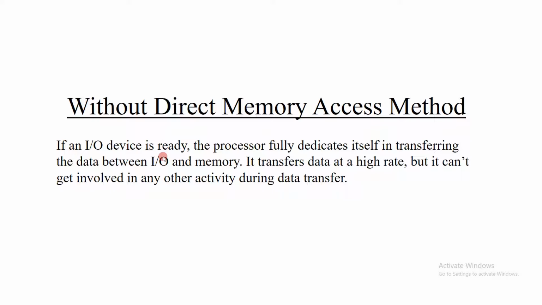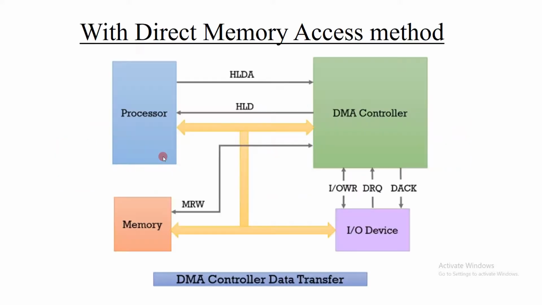Then what happens when I'm using the direct memory access method? Let's see. When the input output device wants to, for example, write the data into the memory, the input output device will send a request to the DMA controller. Then the DMA controller will send the hold signal to the processor. What the DMA controller is trying to do is tell the processor that it needs to use the system bus.